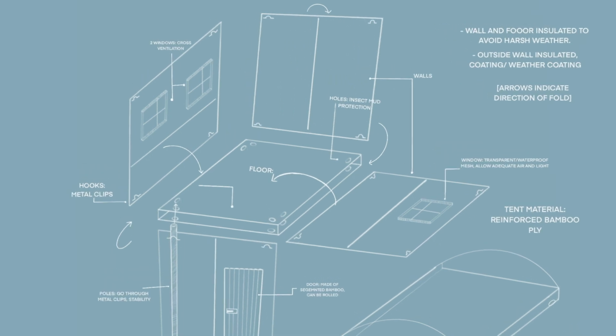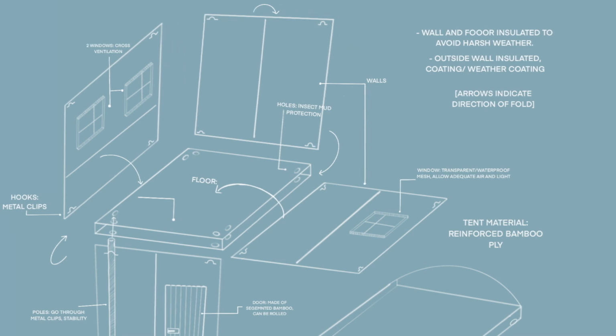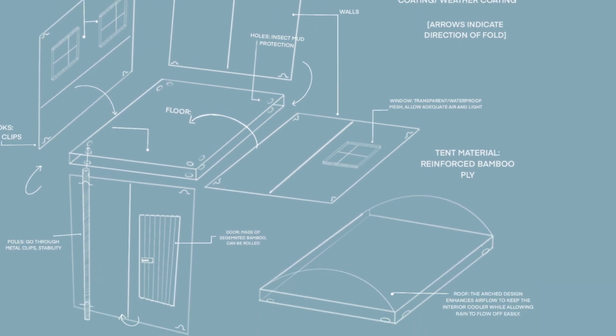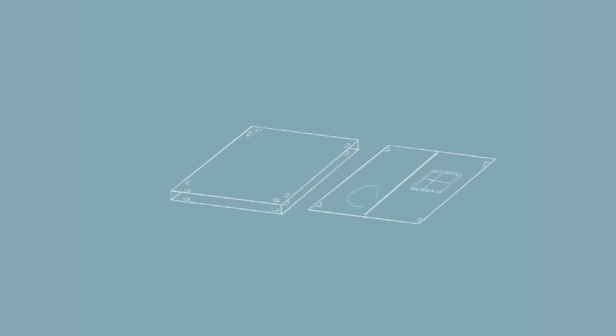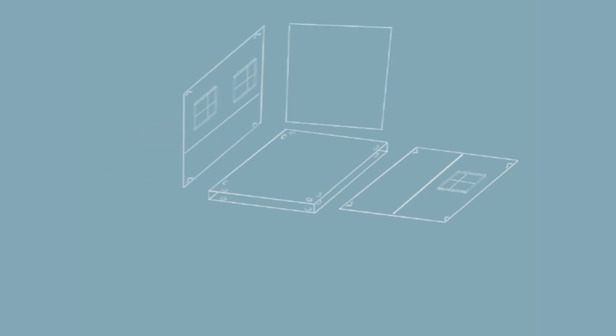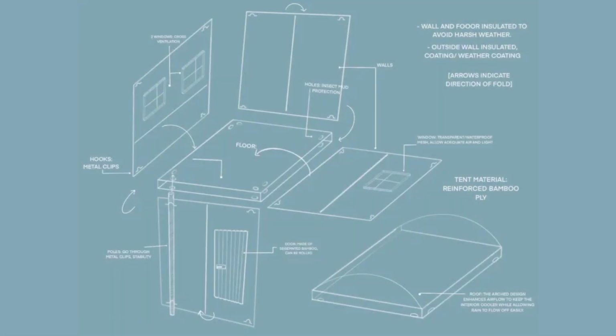This prototype is a foldable, weather-resistant shelter made from reinforced bamboo ply. It features an arched roof for rain runoff and improved airflow, insulated walls, and floor for temperature control. Mesh windows for ventilation and light, and metal clips and poles provide stability, while a roll-up bamboo door offers easy access. Now with testimonies from past customers to prove this prototype really works.